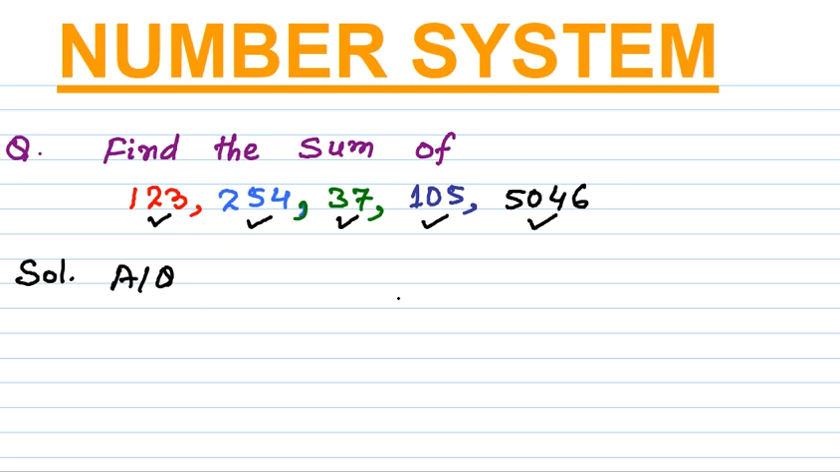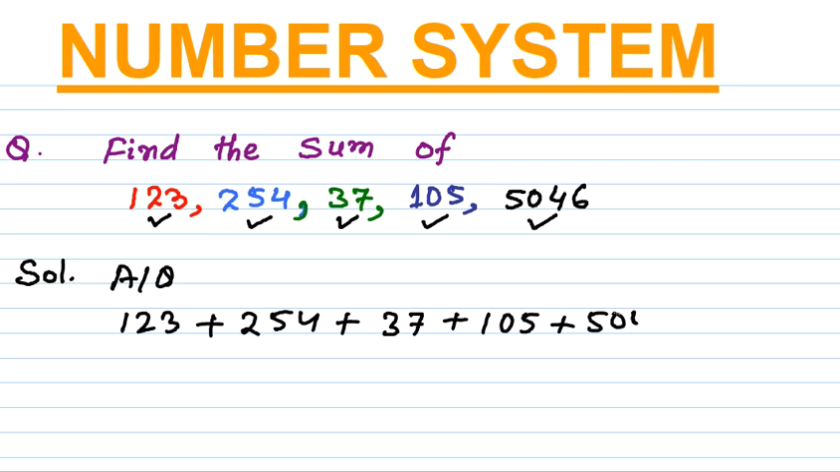So according to the question, we have 123 plus 254 plus 37 plus 105 plus 5046.